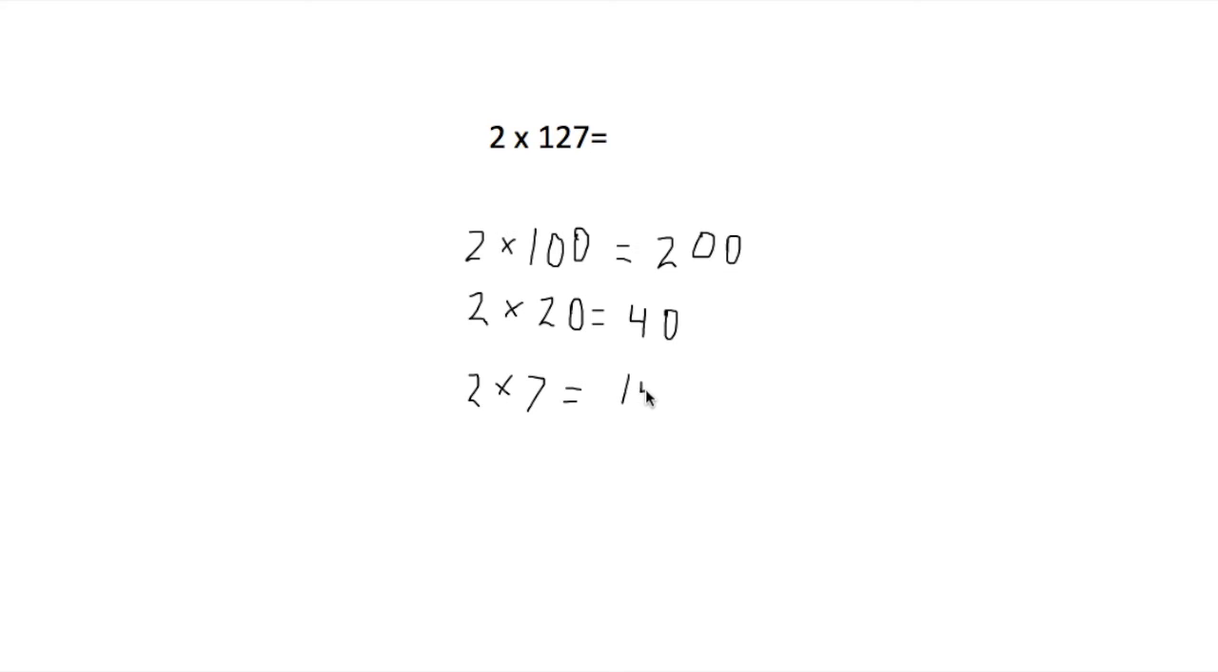Now we're going to add 200 plus 40 plus 14. We're not going to add it like this, because you always have to remember to keep your numbers lined up. So 200, and then we have 40, and then we have 14.